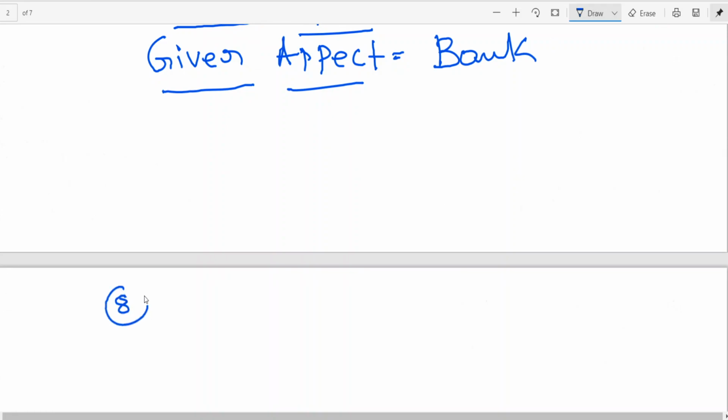Now, I am giving an example. Okay, loan from bank.